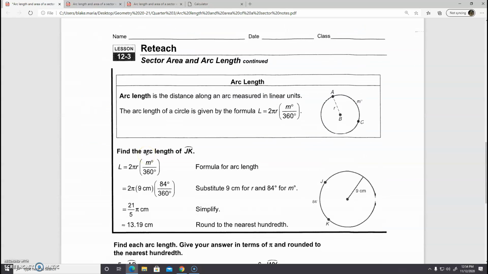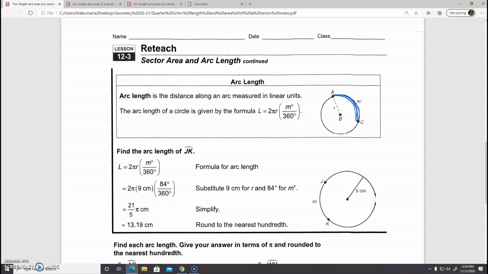Flipping over to the other side. Arc length. So area of a sector dealt with area of a circle. Arc length is basically the distance around from A to C in this case. This is a piece of your circumference. So arc length is a piece of circumference.